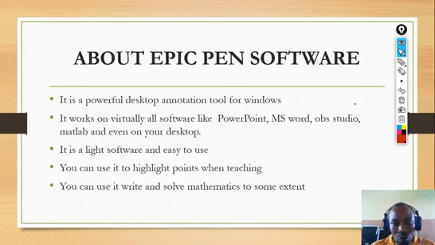So one, what kind of pen software are we going to be using? We are using Epic Pen. Epic Pen is a powerful pen software, and it has the following features. It's a powerful desktop annotation tool for Windows. Epic Pen works on virtually all software, like PowerPoint, MS Word, OBS, and MATLAB. You can use it virtually everywhere. Even on your desktop you can write with Epic Pen while doing your demonstration.